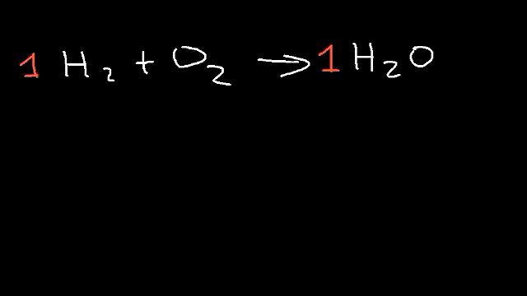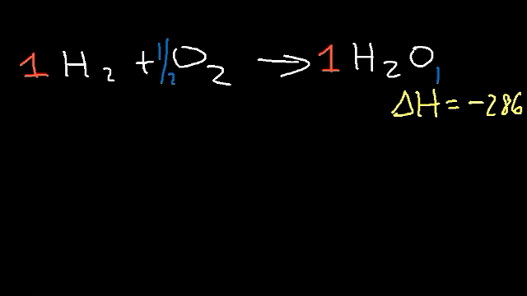So the number of hydrogen atoms is balanced, but we have 1 oxygen atom on the right side but 2 on the left. So 1 divided by 2 is simply a half. So we need a half in front of O2. So now it's balanced. The enthalpy for this reaction is the heat of formation of water, which is approximately negative 286.